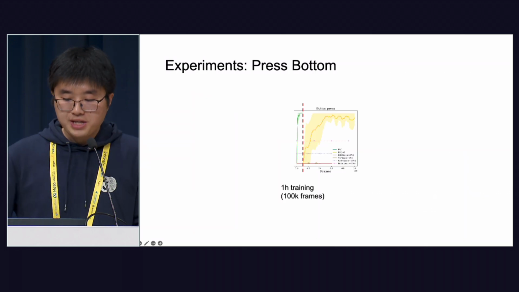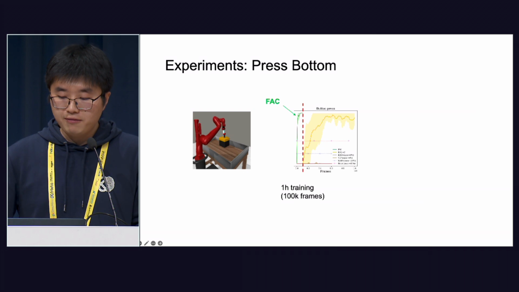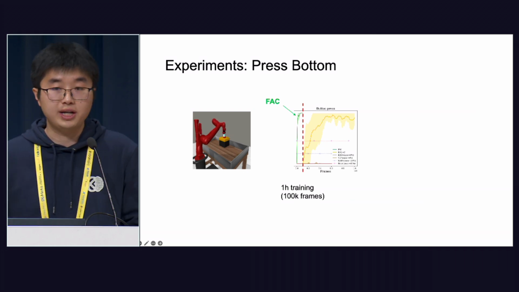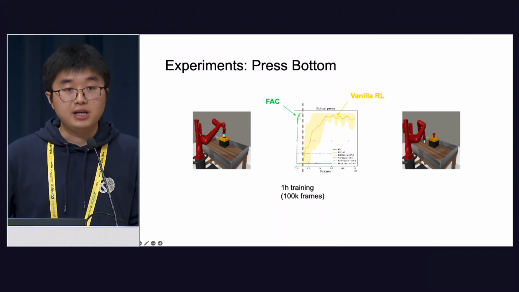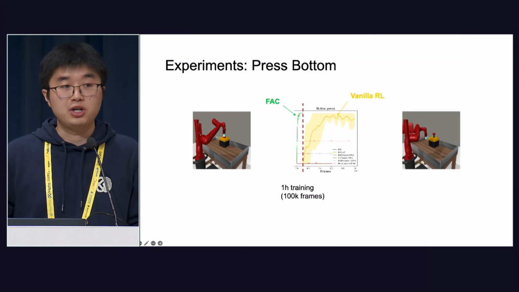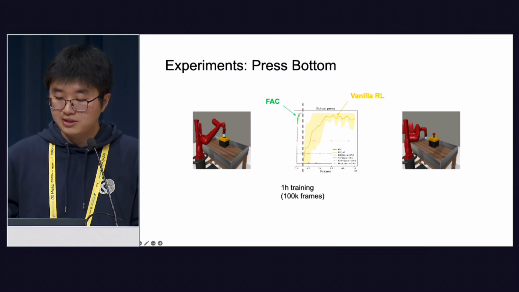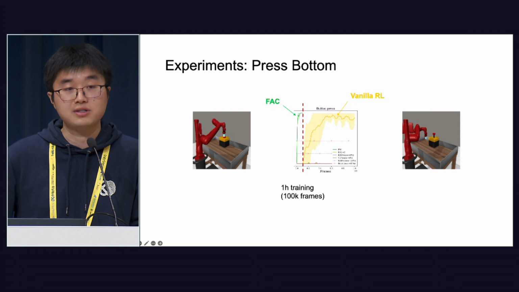So back to the pressing button task, FAC can solve it very fast in 100,000 frames, which only costs 1 hour of training. Instead, the vanilla reinforcement learning with manually designed reward cannot make it and is still stuck in poor exploration under the same training time.